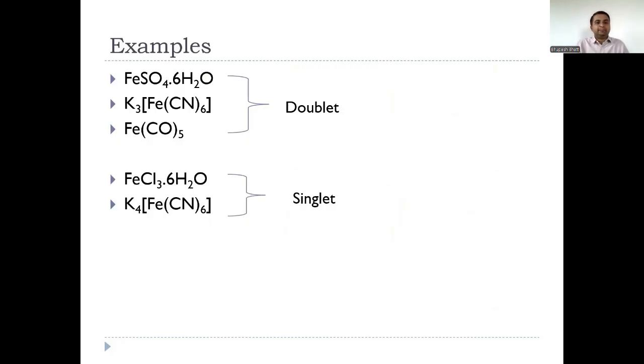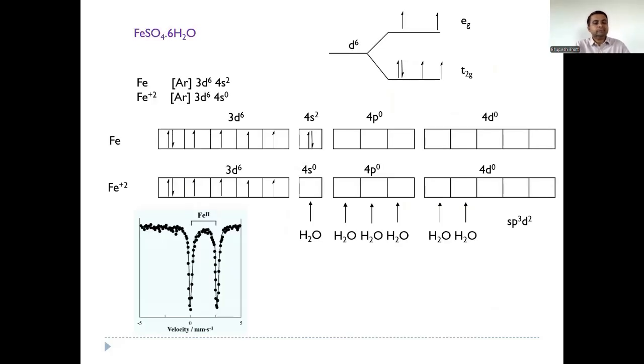We will take some examples, that is FeSO4.6H2O, potassium ferricyanide, potassium ferrocyanide, Fe(CO)5, FeCl3. First example is FeSO4.6H2O. In FeSO4, we know that Fe is present in the Fe+2 state. SO4 is minus 2, Fe is plus 2. So the configuration is 3d6 4s2, and when we have Fe+2, 2 electrons are removed from the s orbital.